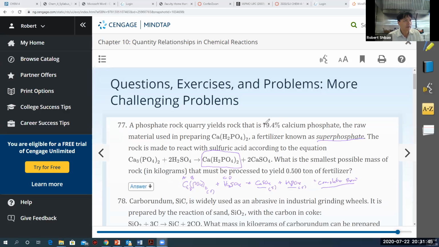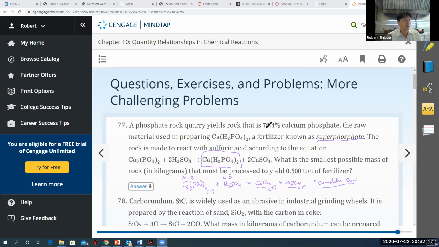Well, anyway, we have this. We want 0.500 tons of fertilizer. And so we have tons. We can go from tons to whatever, with 2,000 pounds in a ton. So we could go from tons to pounds, pounds to grams, grams to moles, moles to moles. And so we get moles of pure calcium phosphate to grams of pure calcium phosphate.